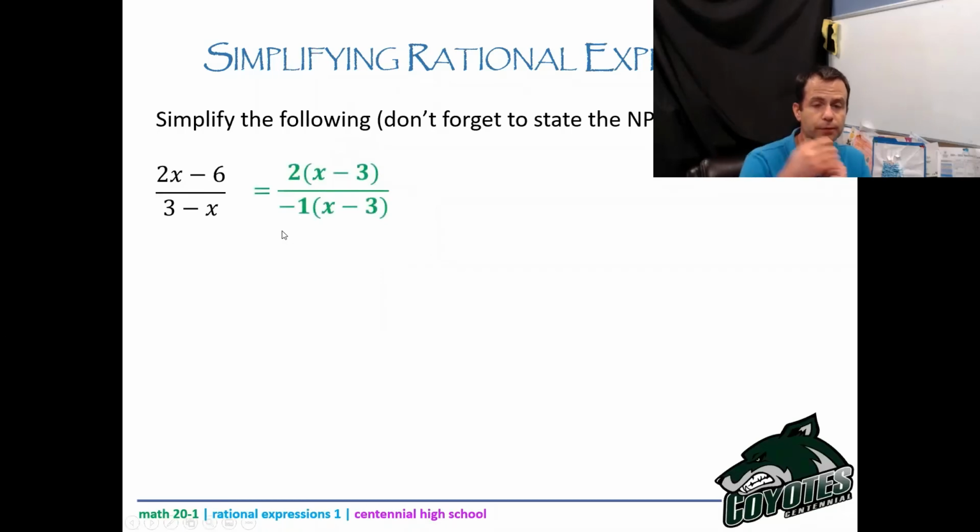I took out the 2 from the top and a -1 from the bottom. Then I can say, okay, my x minus 3s will divide out, and I'm left with 2 divided by -1, which is just -2. Non-permissible values, don't forget about those though. X can't be 3. And I'm left with -2.